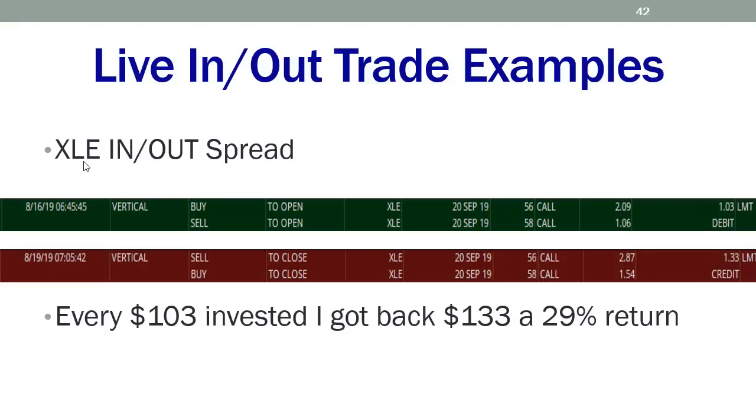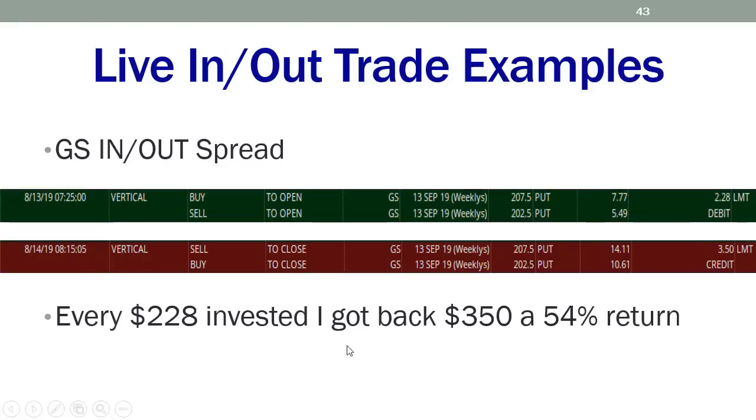Here's XLE. It's the energy ETF. And by the way, this one wasn't that long ago. It was a 3-day strategy. Opened it for $1.03, closed it for $1.33. Every $103 we invested, got $133 back. It's a 29% return.